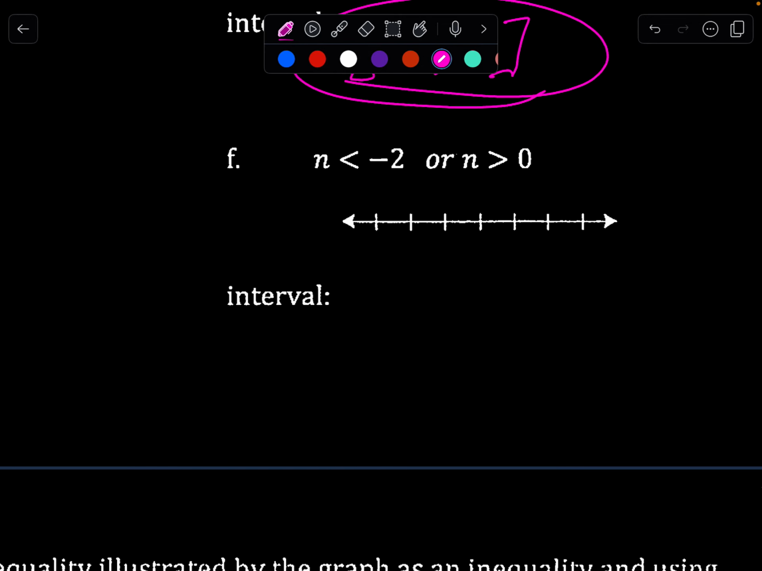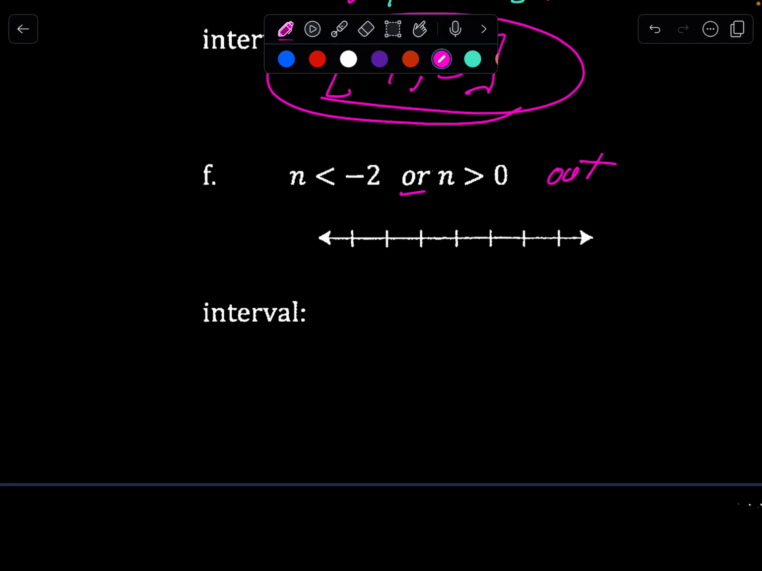Go over here, n is less than negative 2, or n is greater than 0. If they say or, it means out. If you've noticed that your lines are going together, that means you did it wrong if it has or. Or means out. So when I have the negative 2 here, I've got to put the 0 on the right side. Let's say I did this accidentally. Notice what would happen if I put 0 and negative 2. Negative 2 tells us it goes left, and that goes in, and 0 tells us it goes in, but that's an and statement.